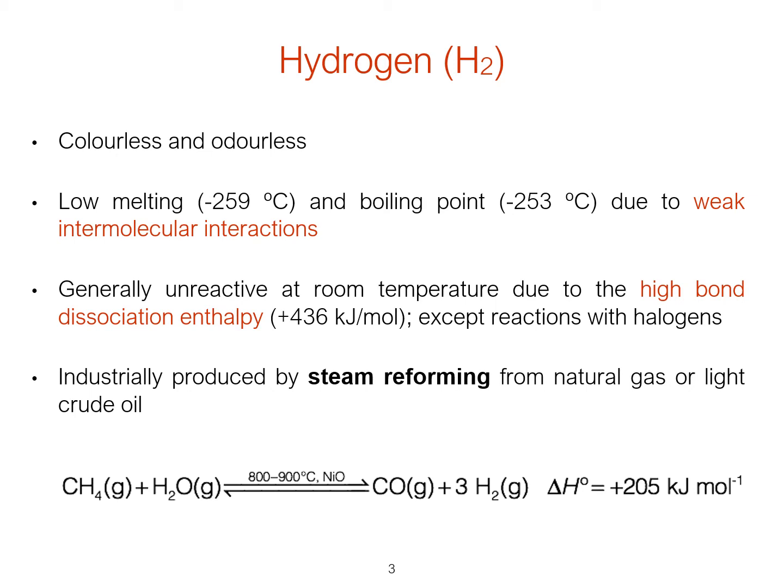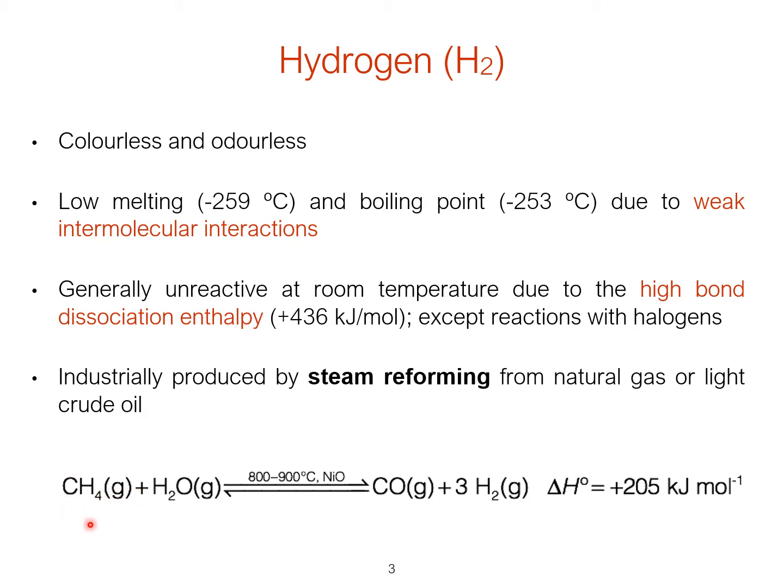So how it's produced, we'll start on the next few slides as well. Industrially, we get most of the hydrogen we need through steam reforming, and this is shown in formula form here. This is when we take natural gas or light crude oil, and the crude oil is usually turned into the gas.